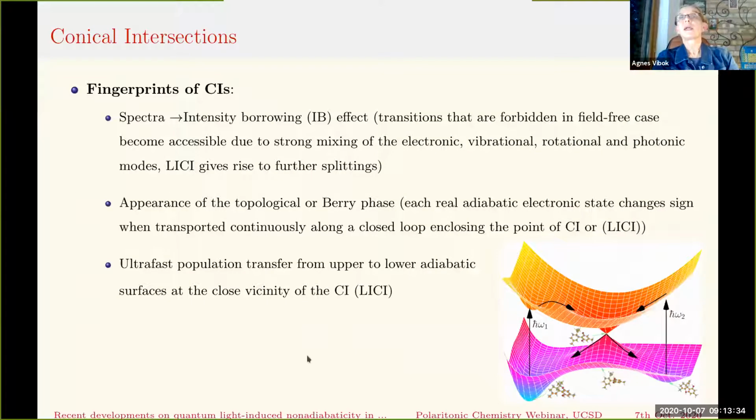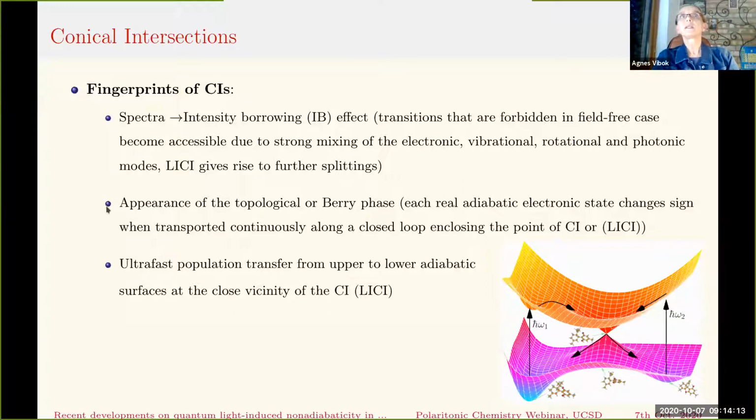What I would like to mention is that in natural non-adiabatic phenomena, there are clear fingerprints of the conical intersection in different physical properties. In the spectra, for example, the signature of the conical intersection is the intensity borrowing effect. It means that transitions that are forbidden in the field-free case still become accessible due to strong mixing of the electronic, vibrational, rotational, and photonic modes. And then the LICI, as we call the light-induced conical intersection, gives rise to further splittings.